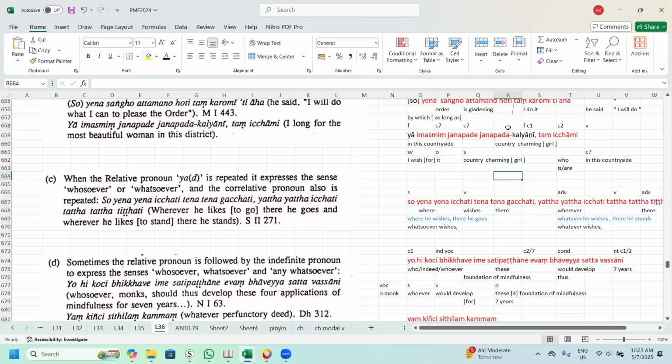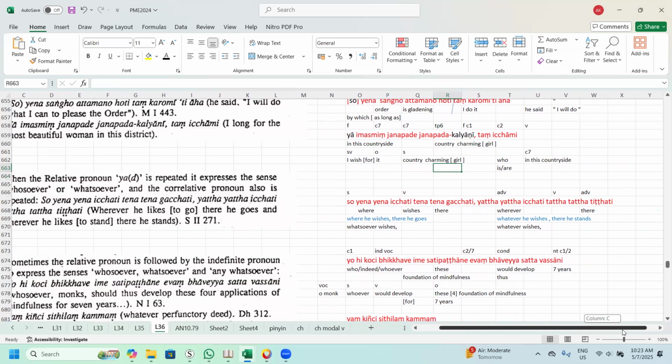Because this has to be Tapurisa, then it should be case 6. So in this case, we understood it in that way. Okay, so the next one is also the same.